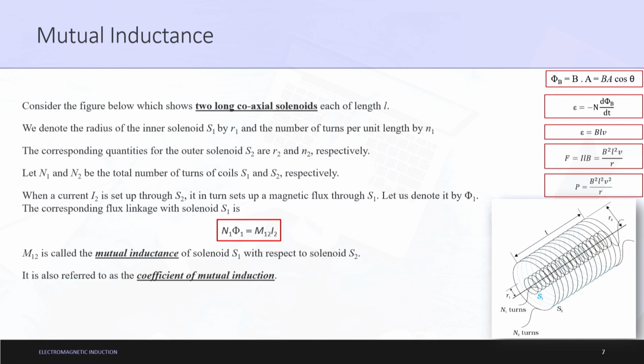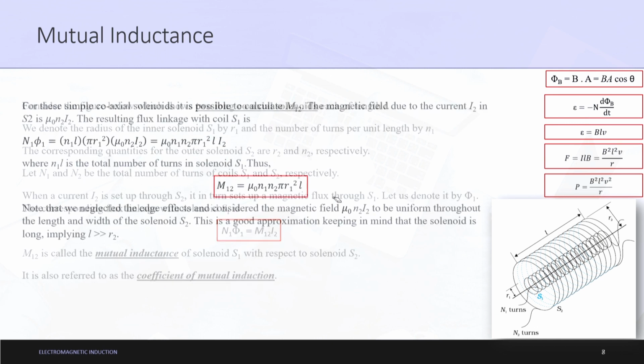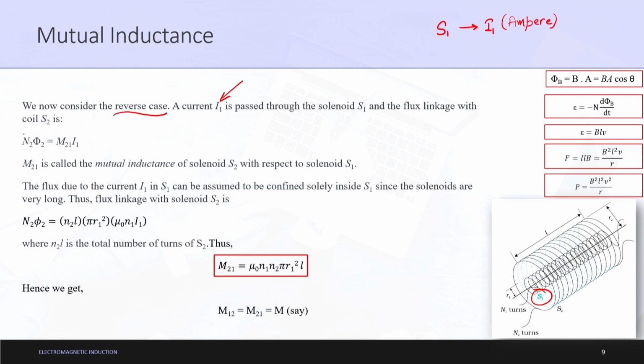In the last lecture we found a similar equation, N1 phi 1 is equal to M12 I2. Just reversing the case, we get N2 phi 2 is equal to M21 I1. Please make sure that this time it is not M12, it is M21. This is a little difference from the last case. Now, what is M21 here? M21 is the mutual inductance of solenoid S2 with respect to S1.